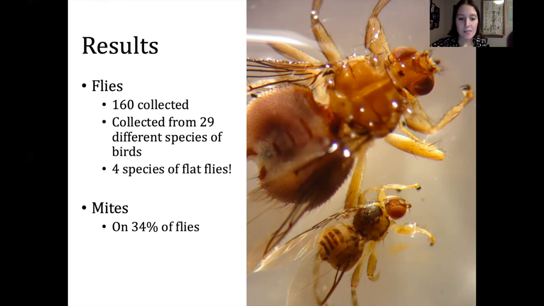I managed to identify 4 species of flies, 3 of which I keyed out to a species, and the last one I was only able to get to a genus. As for the mites, they were present on 34% of the flies collected, which is comparable to the prevalence of mites on the flies that were on the birds in the Alberta study. So there is still a lot to learn about them, and we still haven't determined what species of mites we actually collected.